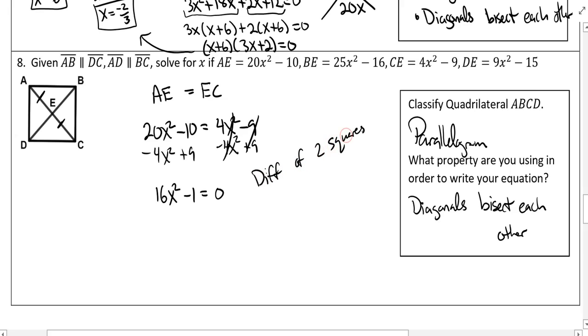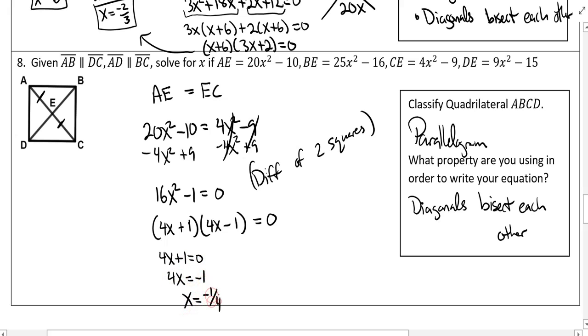So I factor it using that pattern. 4x times 4x is 16x squared, that's the square root of 16x squared is 4x. The square root of 1 is 1. Plus sign, minus sign, set each factor equal to 0 and solve. You get x is negative 1/4 and positive 1/4.